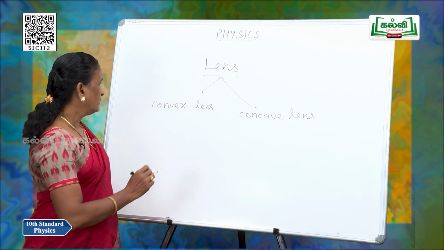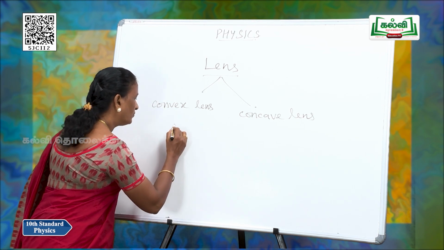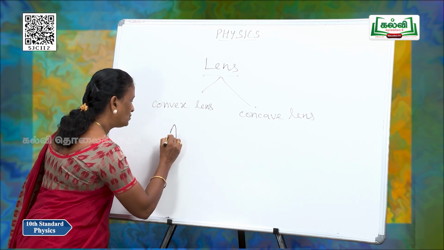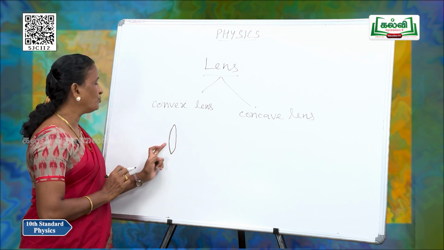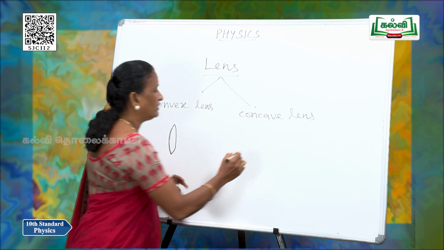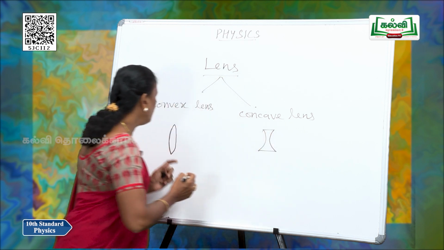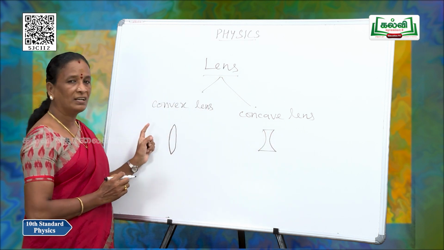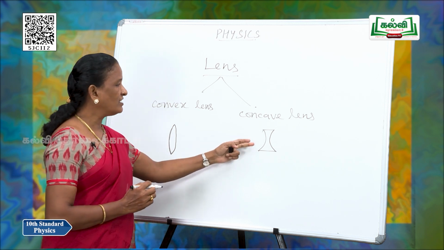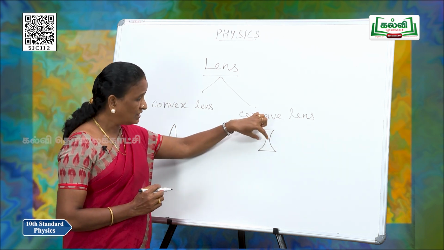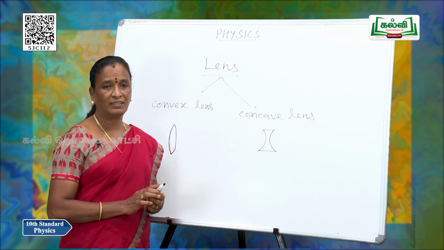Next, we see the shape of the lens. It is convex, that is biconvex. Here it is biconcave. You can see the convex lens is thicker in the middle than at the edges. Here in the concave lens, it is thinner in the middle than at the edges.